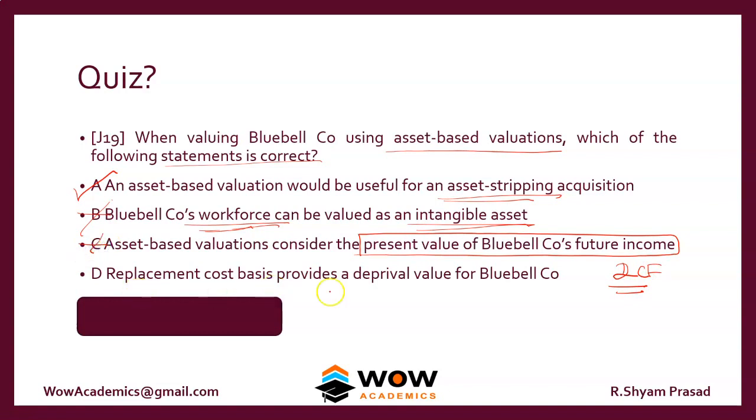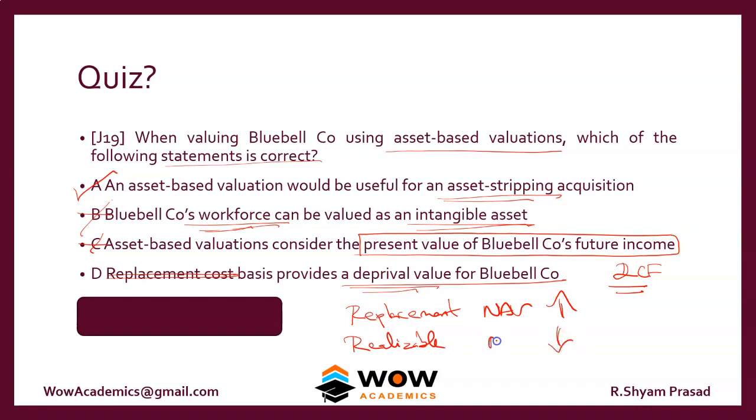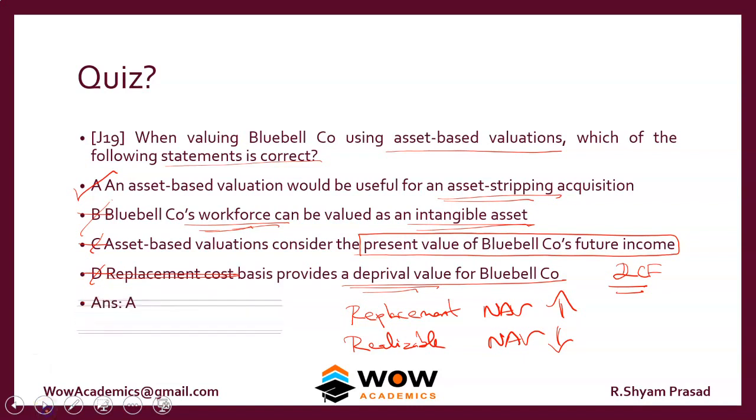Replacement cost basis provides a deprival value for Bluebell Co. So deprival value means it is the lowest value that can be arrived at. Actually, it's not replacement. Replacement actually gives you a higher value. If you use replacement for NAV, it gives you a higher valuation. But if you use realizable, that gives you the low valuation for the NAV method. So again, this is wrong. So the answer should be A. So we got the answer.